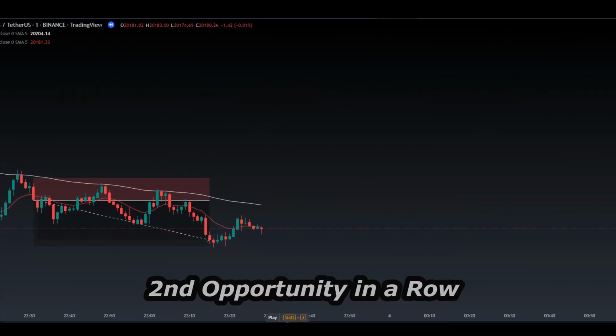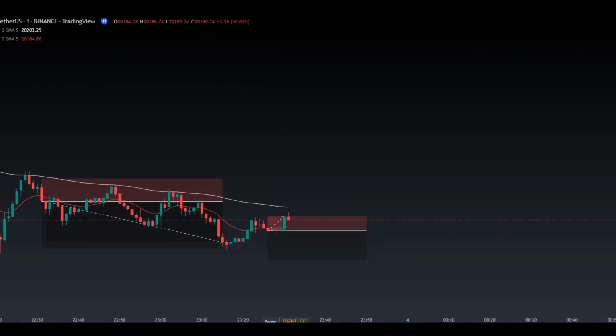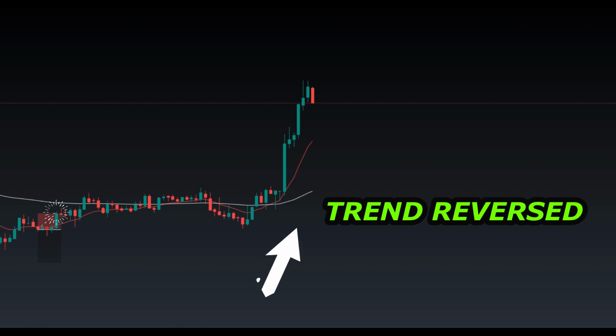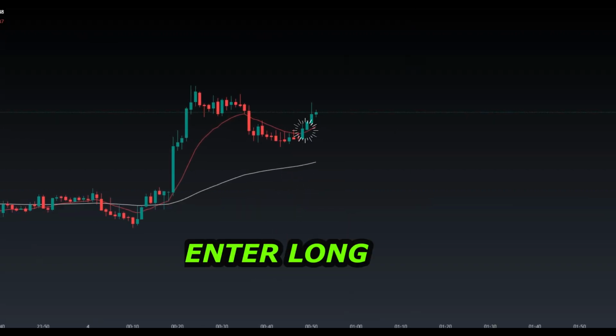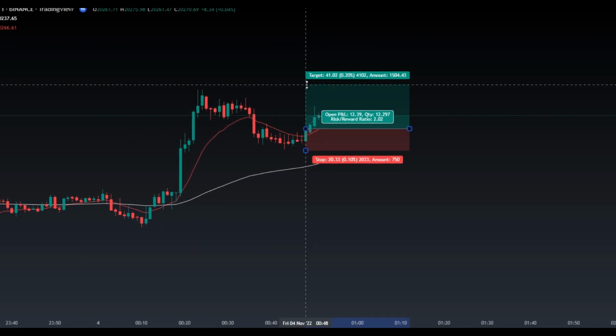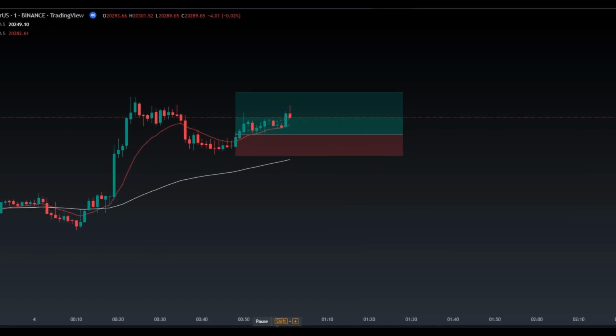Here is a second sell opportunity. We are again going to go short with a 1 to 2 ratio. But this time it hit our stop loss, and not only that, the trend actually reversed. Now we are going to enter long after the bullish candle crossed the signal EMA. Remember, price crossing through the 91 EMA is a possible reversal.